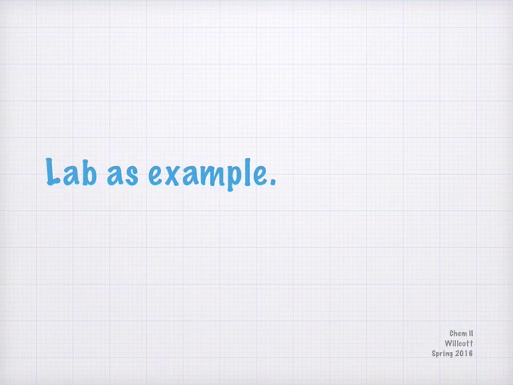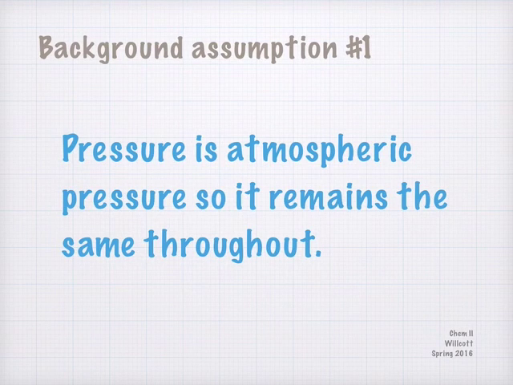Okay, so our lab isn't going to serve as an example of doing this. That's a calorimetry lab, which you have received. And let's just talk about a little bit of things that you might need to know to do the lab and to carry out these calculations. So, background assumption number one, pressure is atmospheric pressure, so it is assumed to remain the same throughout the duration of this experiment.